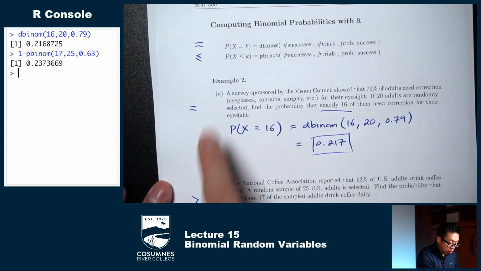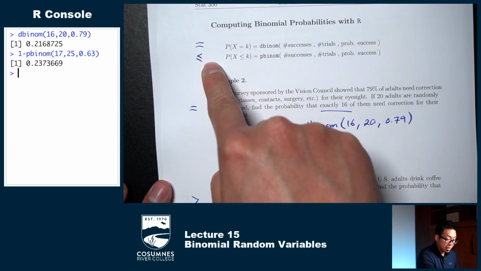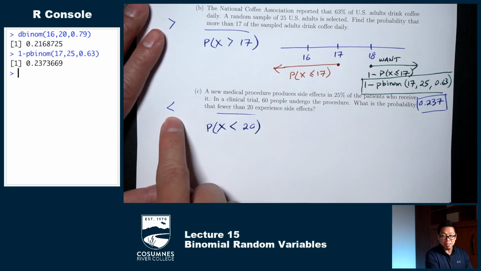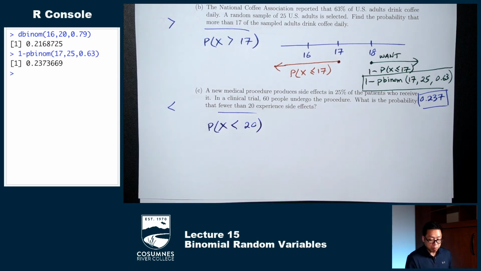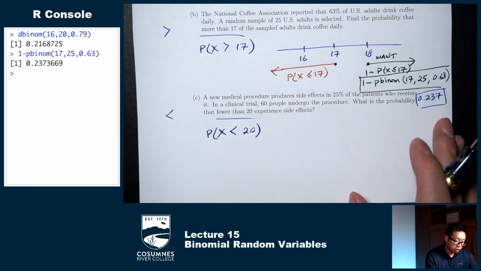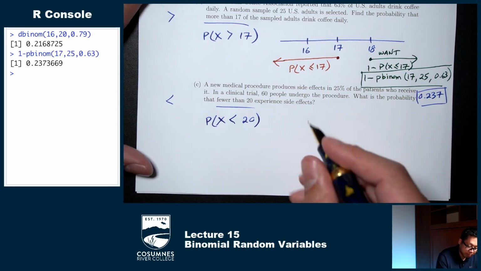Less than is not one of the two that R does directly, right? R does less than or equal. Here, I want a less than. So I do have to make an adjustment. And to make an adjustment, I'm going to make my number line.